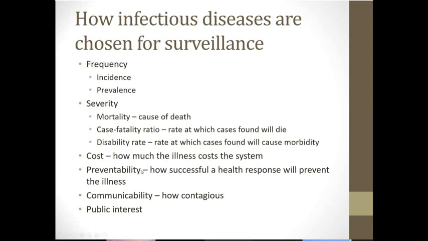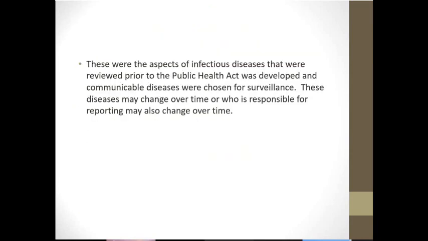And public interest. And public interest does actually fall into how they make decisions about what diseases are chosen for surveillance at the provincial level, because some diseases which might not have a lot of cases in our province, or at least a lower level of cases in our province, but have a very high level of public interest, will still be followed. These were the aspects of the infectious diseases that were reviewed prior to the Public Health Act being developed. And these diseases will change over time.